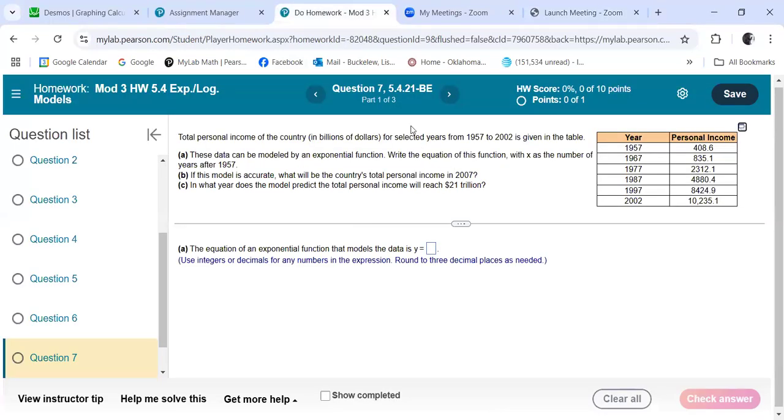This semester, it's number 7 in our homework set, but it gives us a table of data where our X values are going to be scaled to the year 1957. So it gives us the years and the personal income. These are large numbers, so these are in billions of dollars. It says it's given total personal income of the country in billions of dollars. So in 1957, in this country, the total personal income earned was 408 billion, 600 million, and so on.